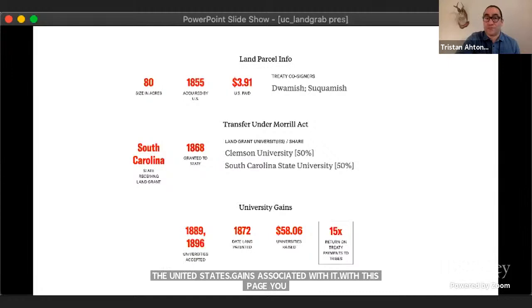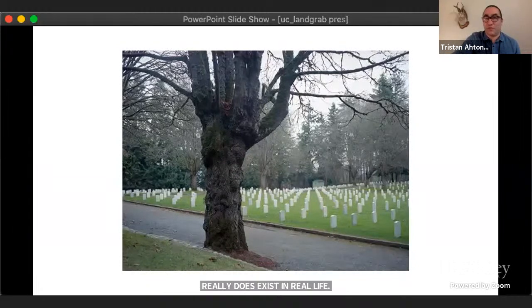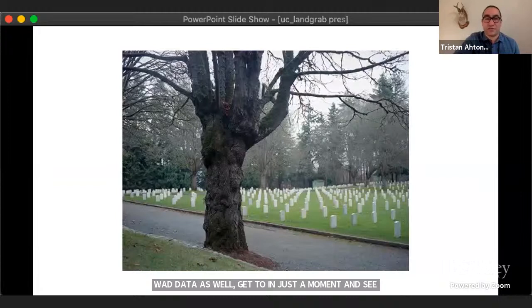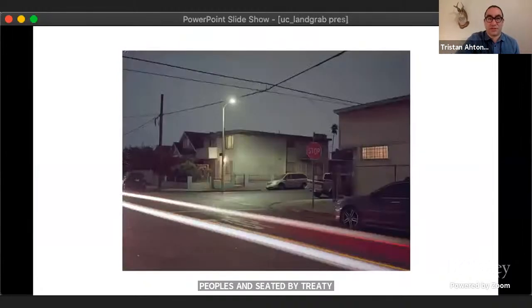And of course, you can go there. That page really does exist in real life. So for instance, Kaylin went to that piece of land, and it's the Fort Lawton Post Cemetery in Seattle, Washington. It has a long parcel ID, which you can match to our raw data as well, which we'll get to in just a moment. You can see there on that page that the Indigenous caretakers were the Duwamish and Suquamish. We can see that it was ceded by treaty on January 22nd of 1855. You can see all of the metadata to this piece of land here and still be able to put a face to it, essentially.